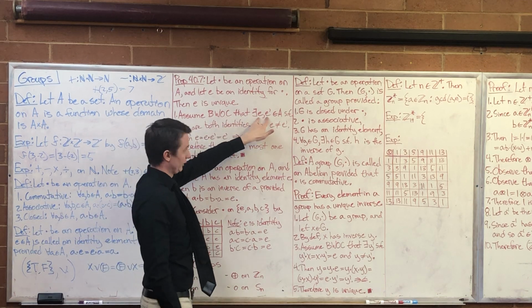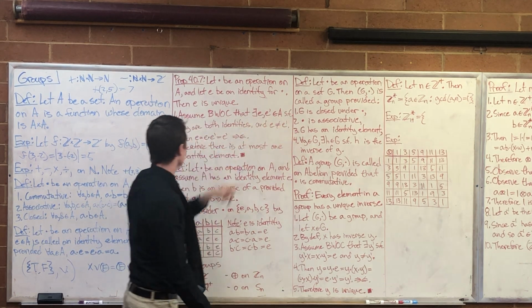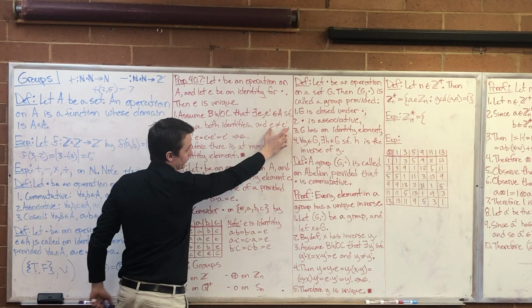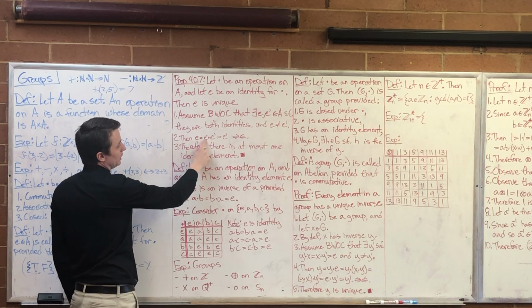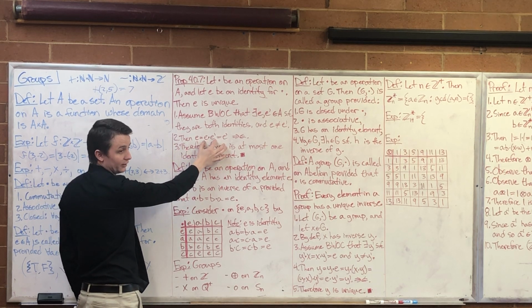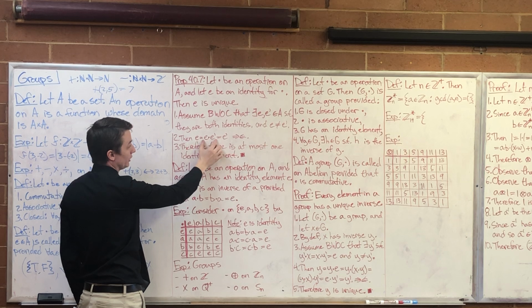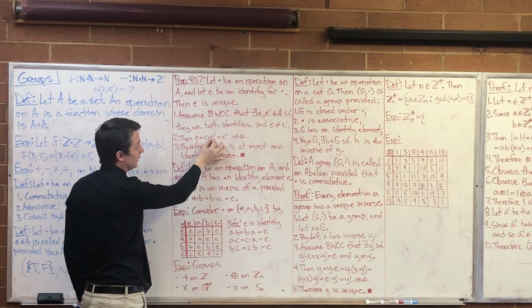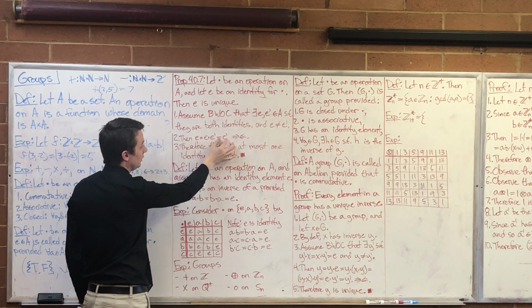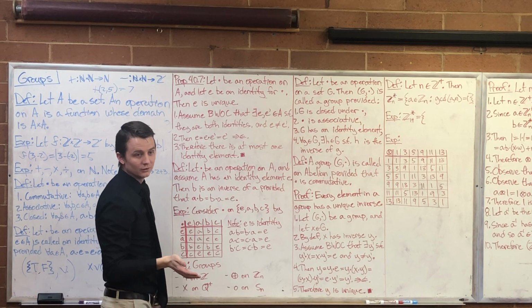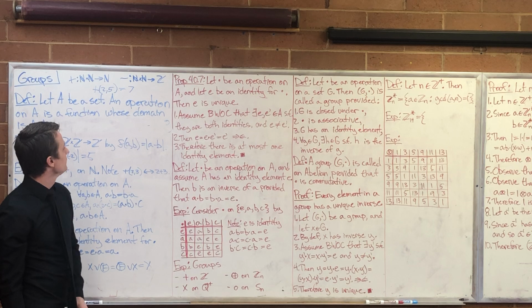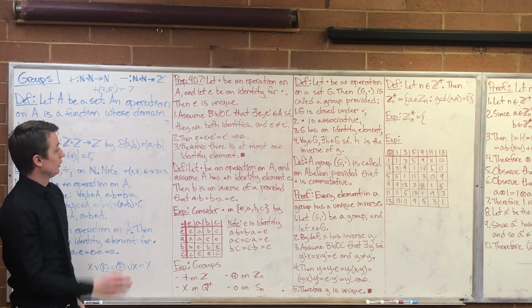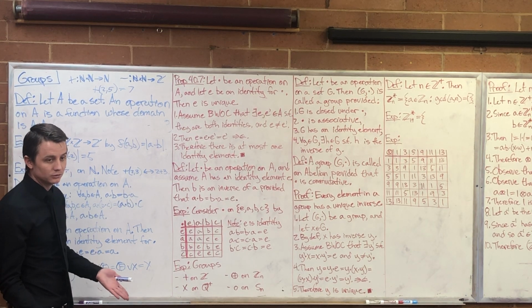Assume by way of contradiction that there exist two identity elements in A, such that they're both identity elements and they're not the same identity element. It's going to lead to a contradiction. Well, then E is equal to E composed with E prime, right? Because E prime is an identity element, so anything composed with E prime gives you back that thing. But since E is an identity element, then E composed with anything gives you back that thing. So E equals E prime. Contradiction. Very simple. The exact same thing we did in logic. So contradiction, therefore there's at most one identity element. Good?